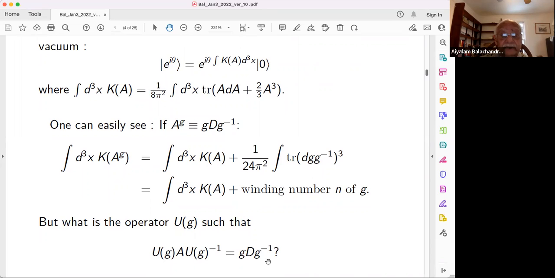What is this operator U_G? What is it explicitly in terms of the quantum fields?